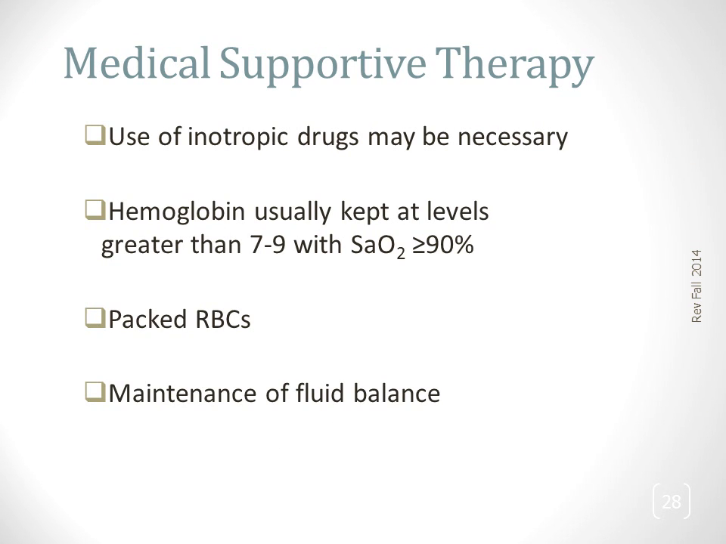Use of inotropic drugs may be necessary. Why might they be necessary? Well, because we might need some vasodilation in there. We might need some increased force of contractility. We're going to want to make sure that we have a hemoglobin that is greater than 9 or 10. Because if our hemoglobin is low, our oxygen carrying capacity is low, and we can't have a low oxygen carrying capacity in addition to poor ventilation. So we might give them packed cells.